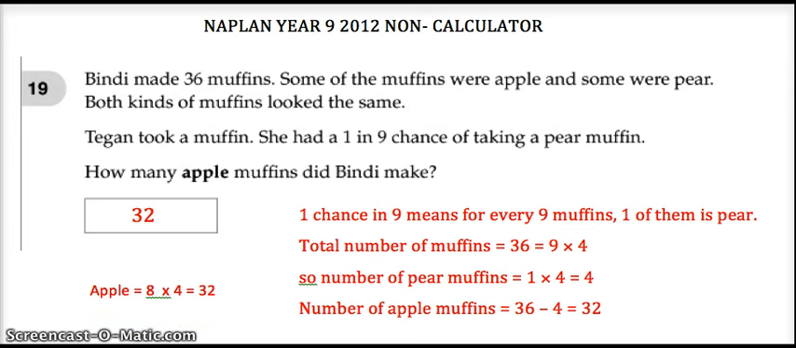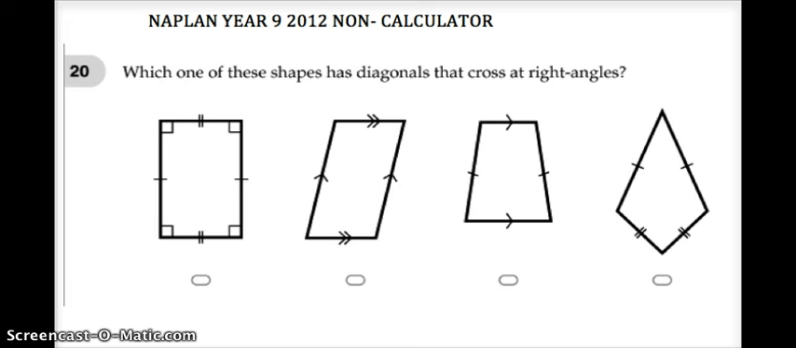Question 20 of the 2012 non-calculator paper. Which one of these shapes has diagonals that cross at right angles? If you want, you can draw the diagonals in and attempt the question, or you might just know the answer. Pause the video. If you need to draw diagonals in, we can do that.